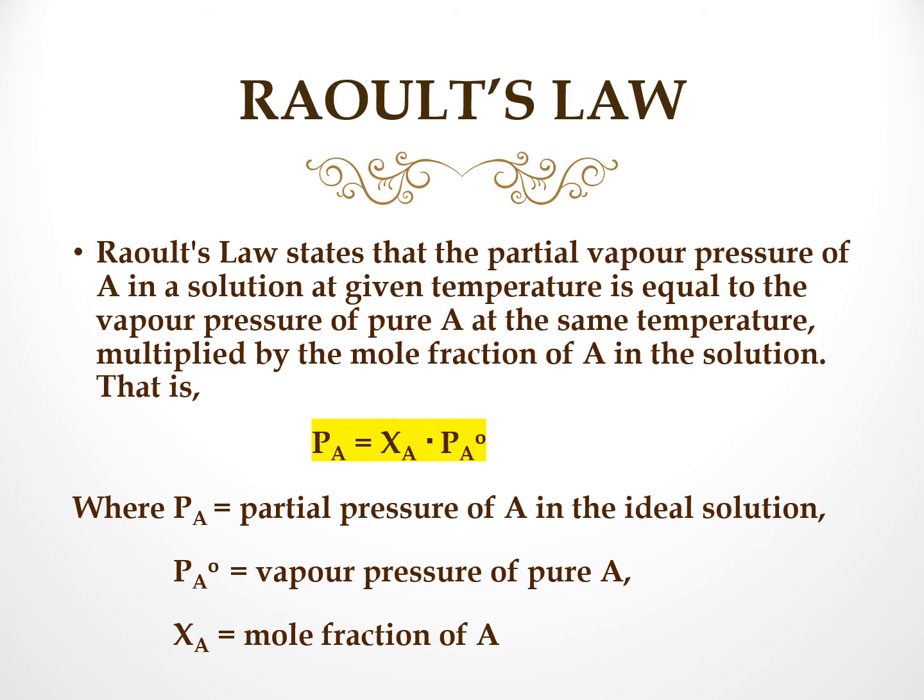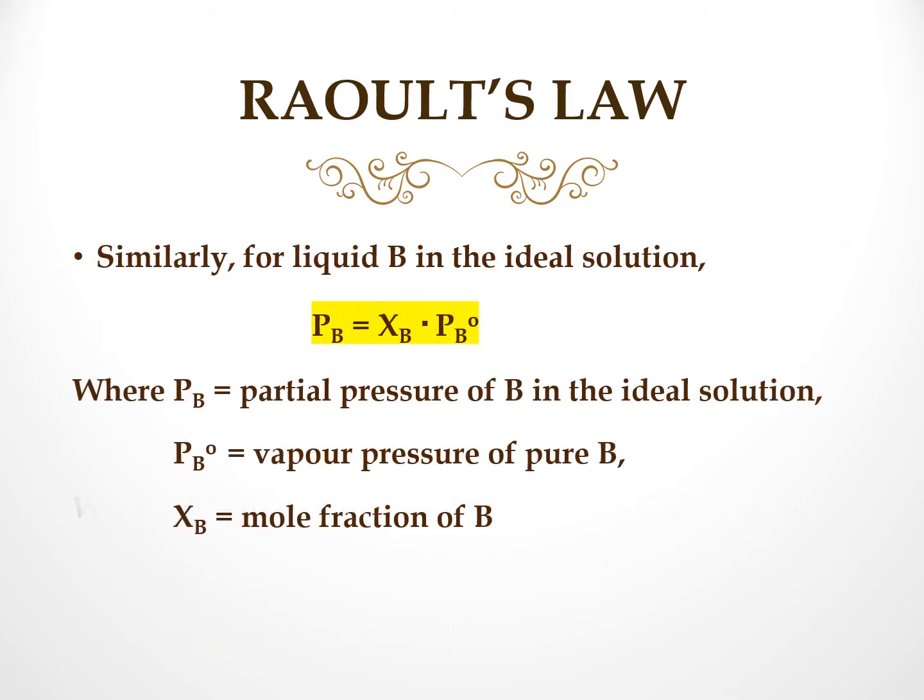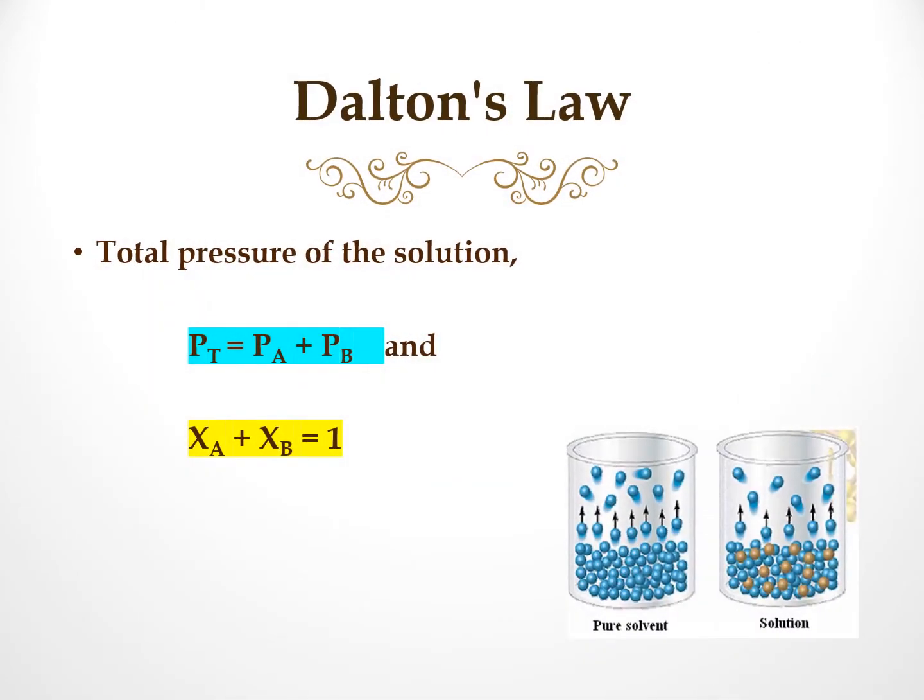PA stands for the partial pressure of A in the ideal solution. XA is the mole fraction of A, and PA0 is the vapor pressure of pure A. Similarly, for liquid B, PB equals XB multiplied by PB0. So you have XA plus XB equal to 1.